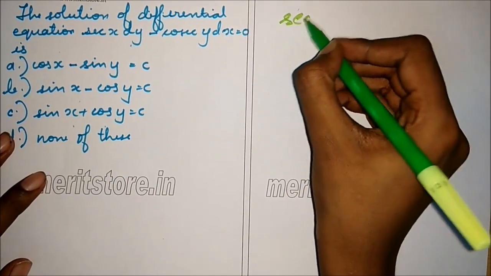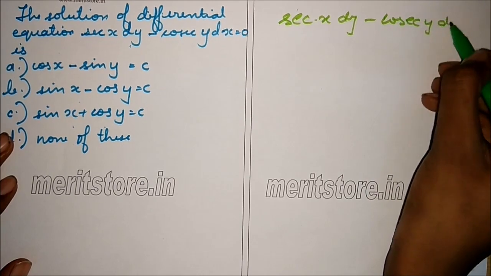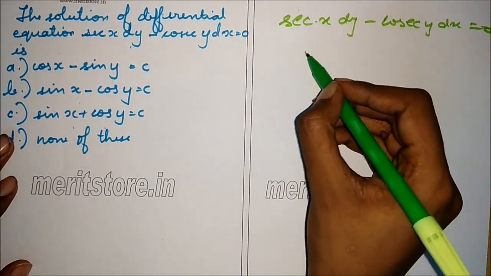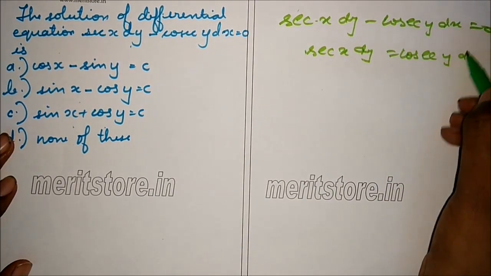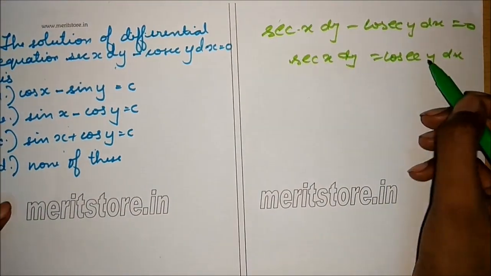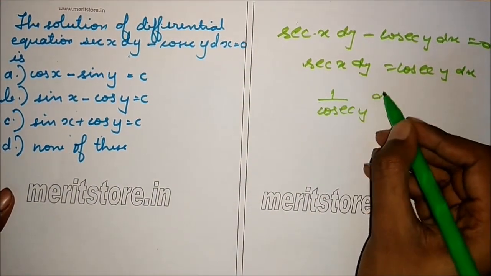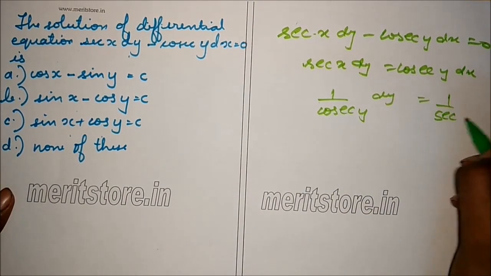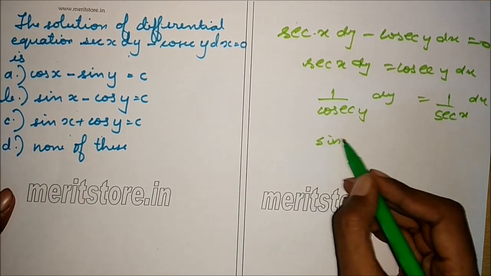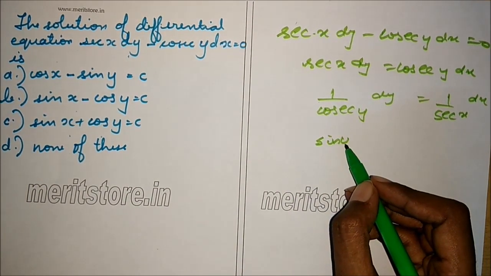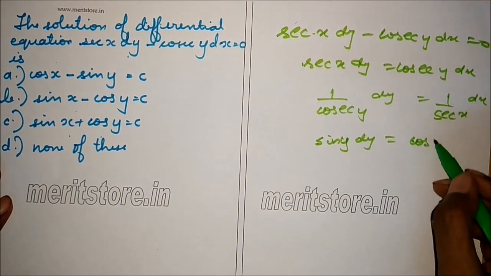So it is given that sec x dy minus cosec y dx is equal to 0. We have to find the solution. So this will be sec x dy is equal to cosec y dx. Shifting y terms to one side and x terms to other side, we get 1 by cosec y dy is equal to 1 by sec x dx. 1 by cosec is sine, so sine y dy is equal to cos x dx.